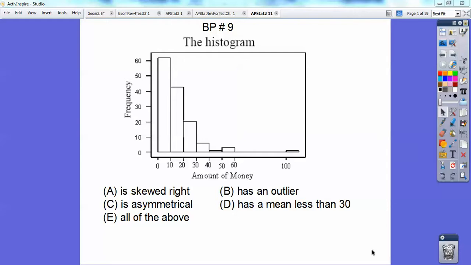Hey everybody, Mr. Kenyon here, and this is going to be the 68, 95, 99.7 rule. It's called the empirical rule in some statistics books.